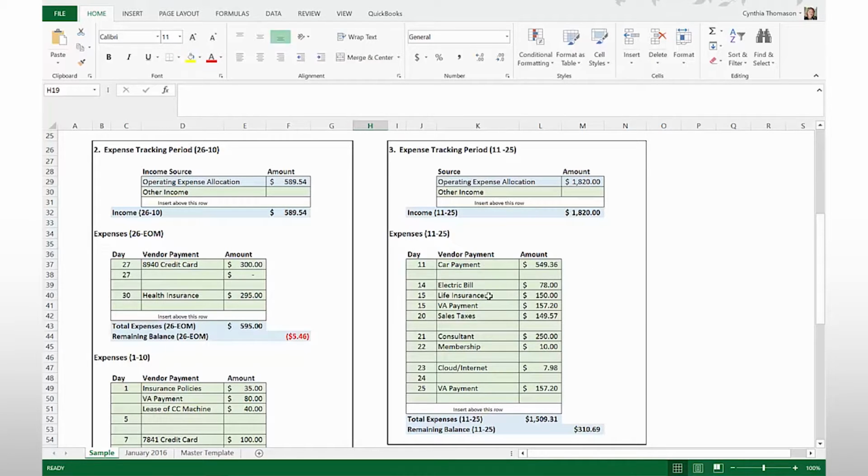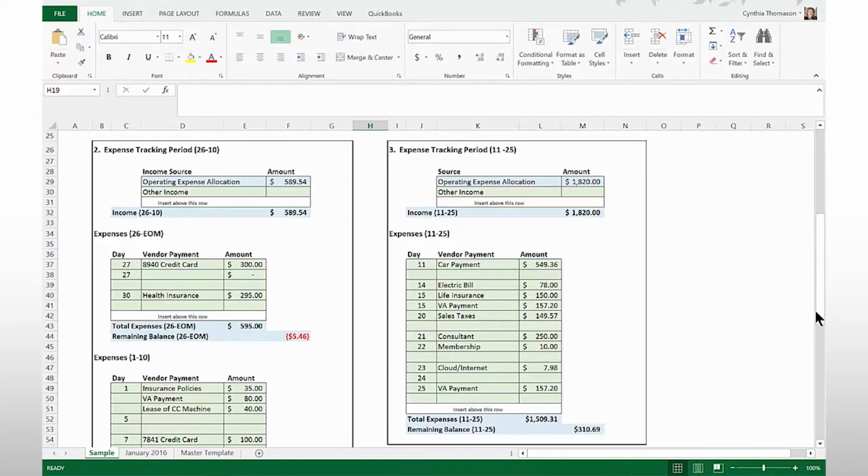Again, the items that you expend money on during the last half of the month are listed there. You may have your electric bill, you have sales taxes, maybe you're paying for a consultant. All of those things, if you look at your bank statement, you can find that information, figure out the day that it's normally charged to you, and plug that into your numbers here.